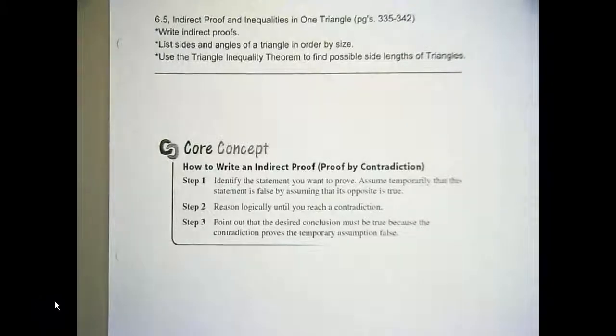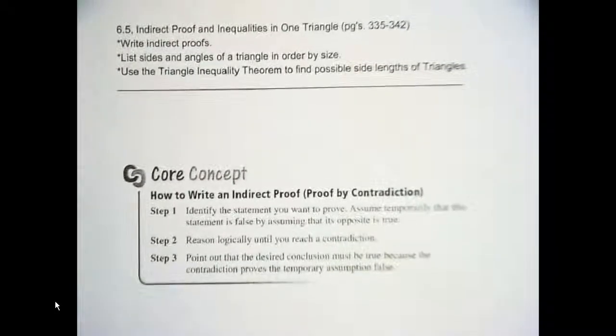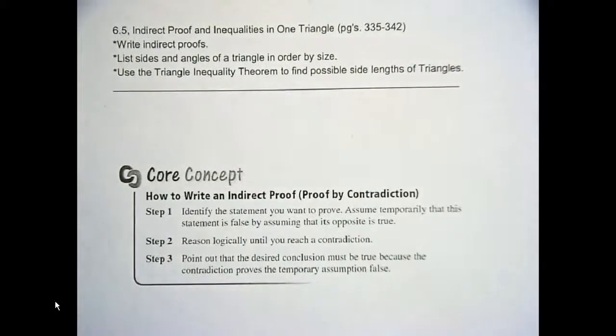Today we're going to start 6.5, the indirect proofs and inequalities in one triangle. There's really a couple different parts to this lesson, but the one that is a little weird at times is the indirect proof or proof by contradiction.